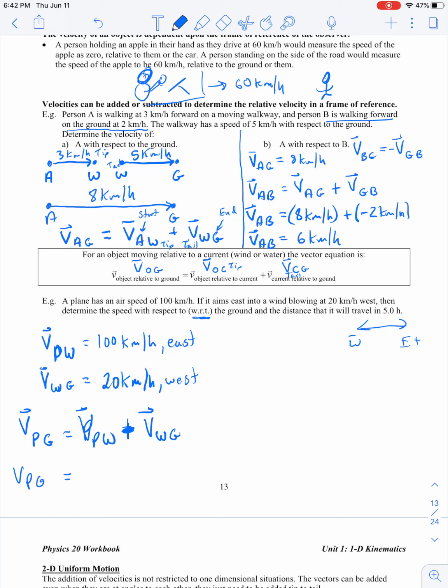So if I take the plane speed at a positive 100 kilometers per hour, and if I take the wind speed at negative 20 kilometers per hour, then I get a plane speed with respect to the ground that is 80 kilometers per hour. And because it works out to be a positive value, this is east.